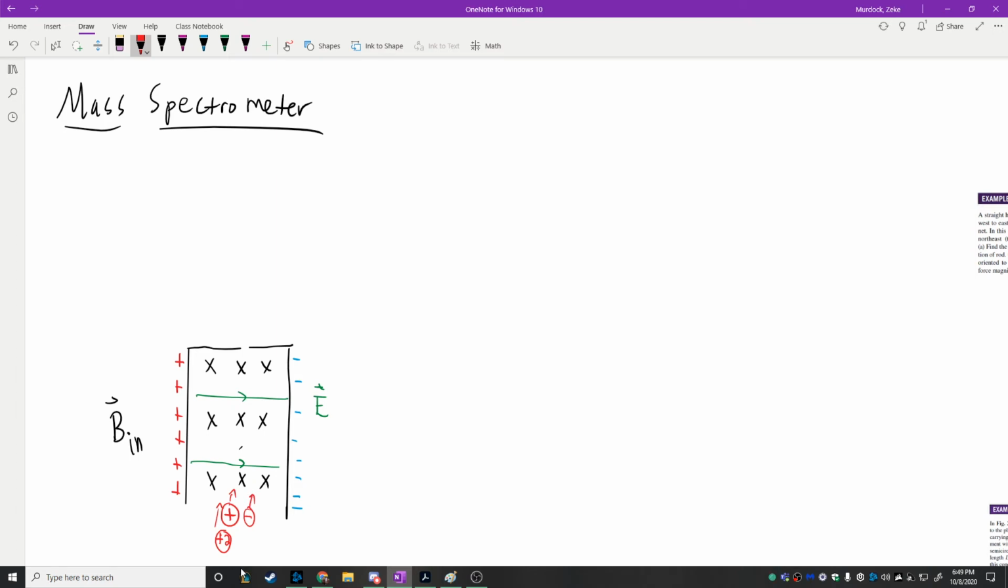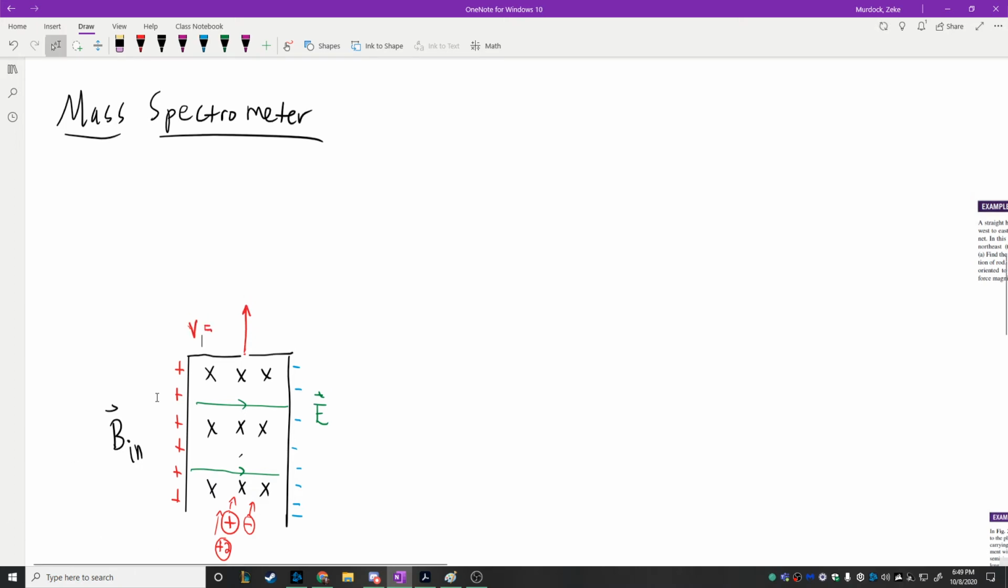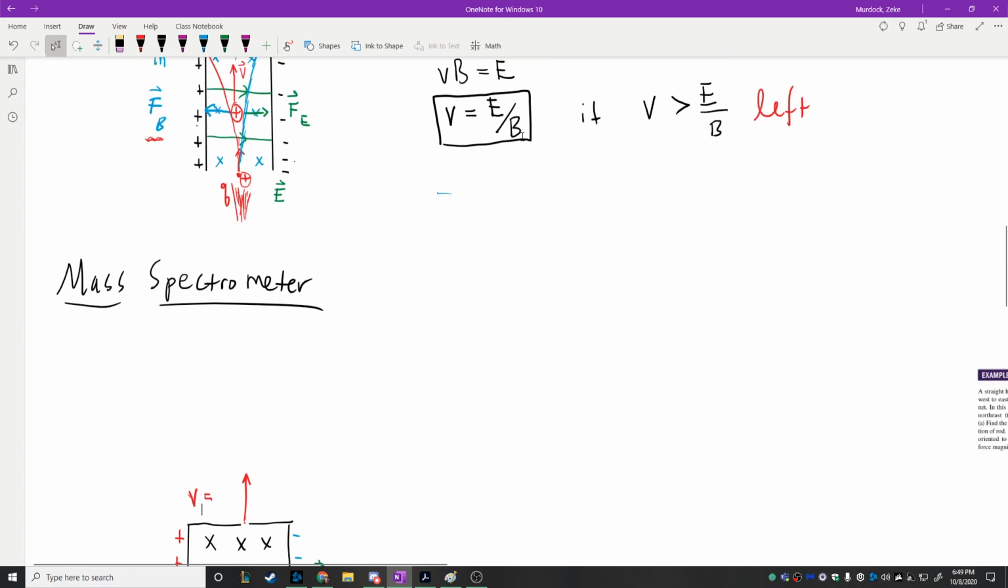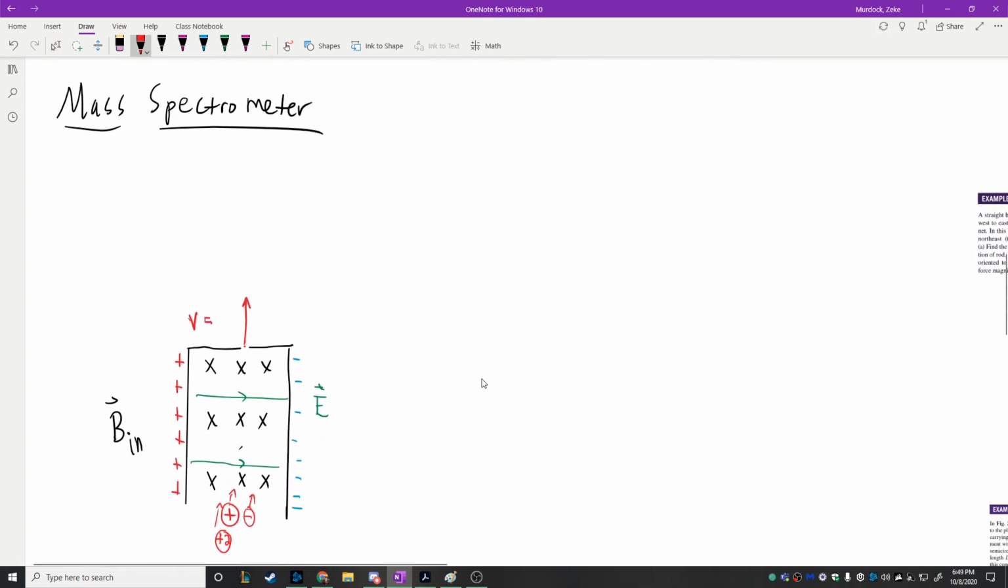Now, we know from before that any particle that manages to make it through is going to have a certain velocity. And that velocity, I'll just scroll back up, was the electric field over the magnetic field, right? So whatever the magnetic field and the electric field are here, we know that the velocity of our particles when they come out of here is going to be equal to E divided by B.